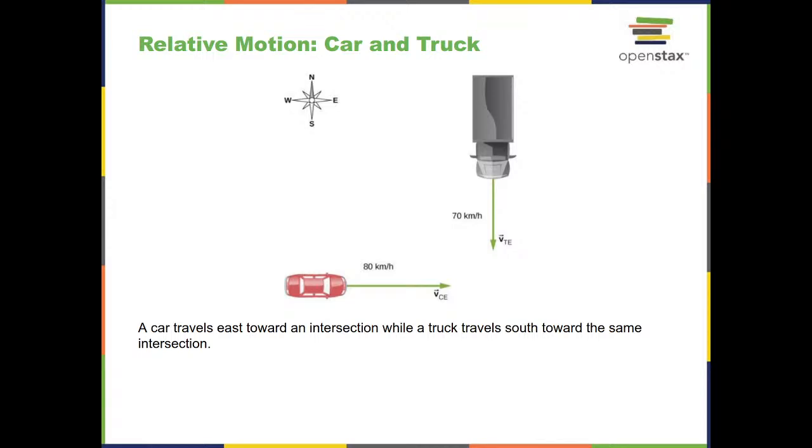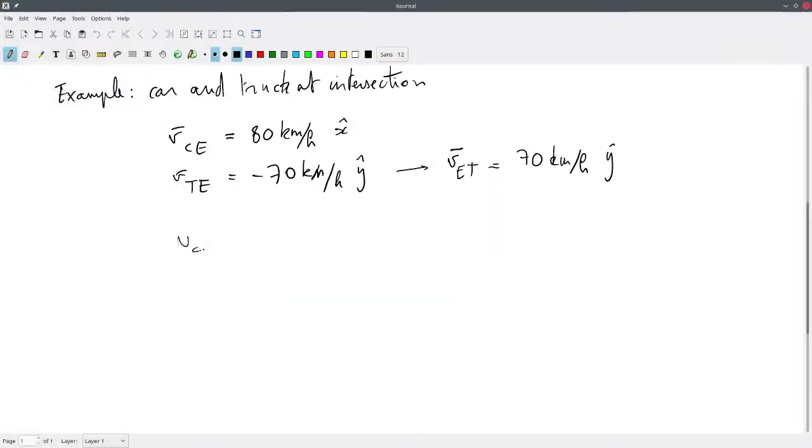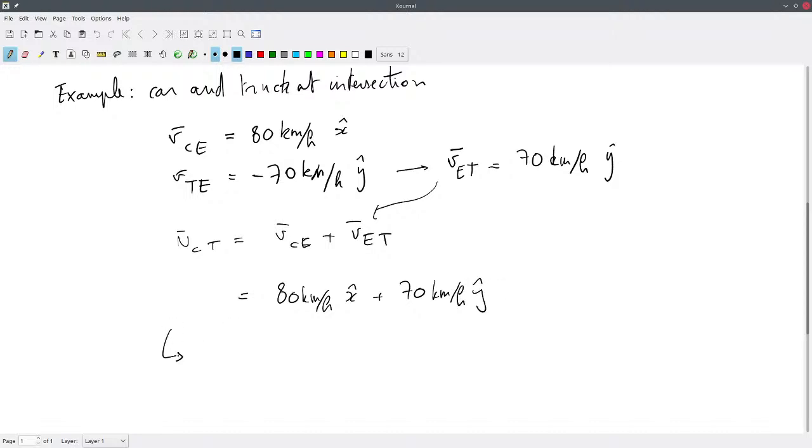So now we can, of course, calculate the velocity of the car with respect to the truck. That will be V_C-Earth plus V_Earth-truck, which is why I, of course, introduced that here. So that will be 80 kilometers per hour in the x direction plus 70 kilometers per hour in the y direction. And then, of course, we can calculate the magnitude V_CT.